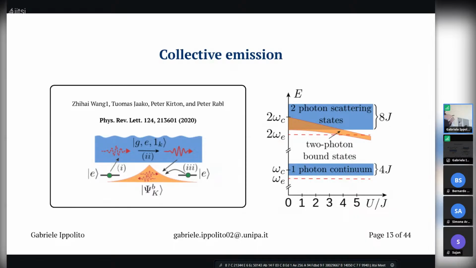But if we have two or more emitters, they describe a second order process that basically consists in one emitter emitting one virtual photon. After a finite time, this virtual photon encounters a second emitter that is in the excited state, and this second emission leads to the formation of two photon bound states, and they become a real couple that propagates in the array.